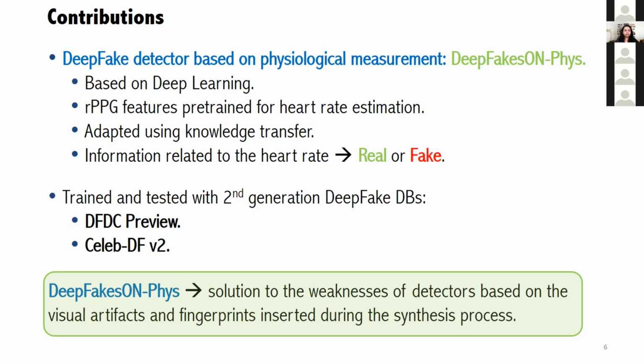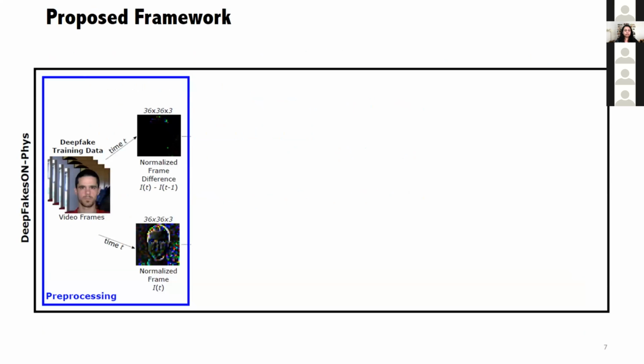Our physiological detector intends to be a robust solution to the weaknesses of most state-of-the-art deepfake detectors that are based on visual artifacts, fingerprints, texture and shape artifacts inserted during the synthesis process. Our fake detection approach is based on the original architecture called DeepPhys of Chen and McDuff, that is conformed by a convolutional attention network. There are two parallel CNNs, convolutional neural networks, that are able to extract spatial and temporal information from video frames. In the next slides, I'm going to describe the different stages of this convolutional attention network and the changes we made to the original architecture and the training process for adapting it to the deepfake detection problem.